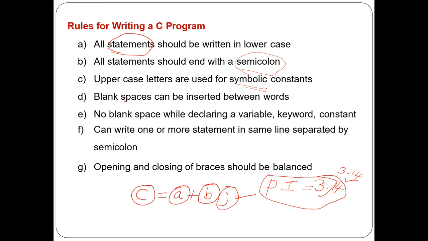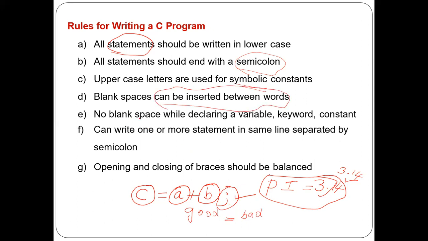Next one: blank spaces can be inserted between words. Let us take any word, good, then a space, and then another word called bad. This space is called a blank space, and it can be inserted between the words. That is permissible.